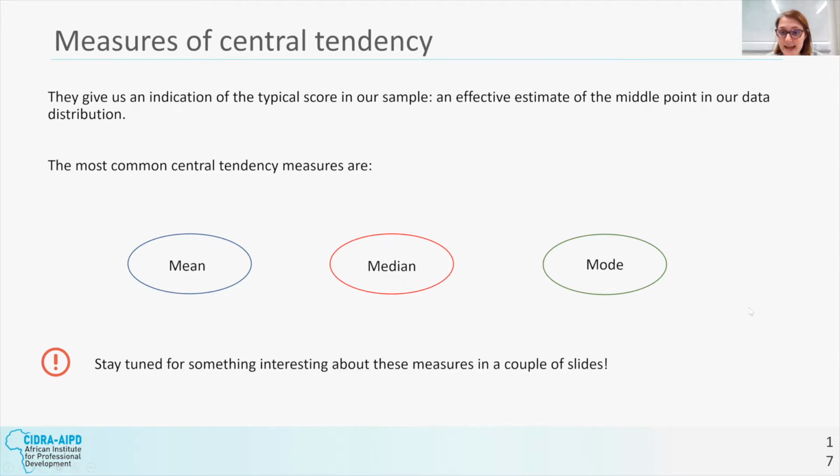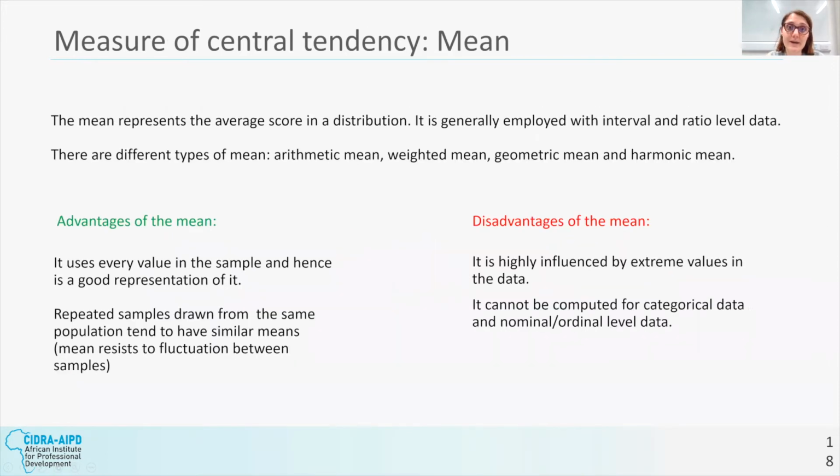We're going to start the exploration of our measures of central tendency with the most well-known one, which is the mean, and I'm pretty sure you are quite familiar with it. So the mean represents the average score in our distribution. It can be computed on interval and ratio data. And there are different kinds of mean, even if this is maybe not as well known as the concept of mean itself.